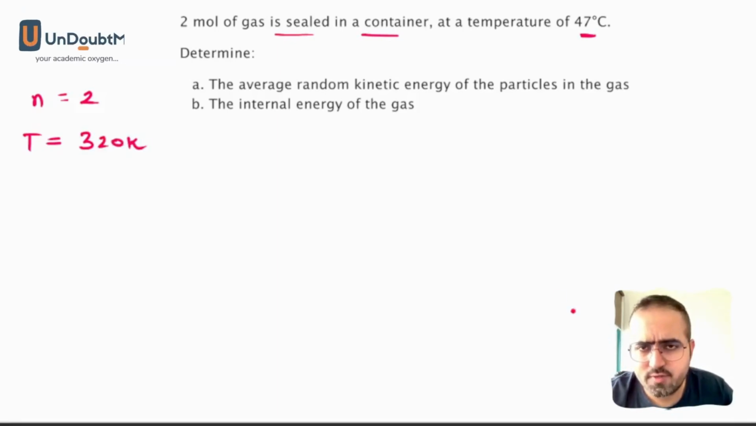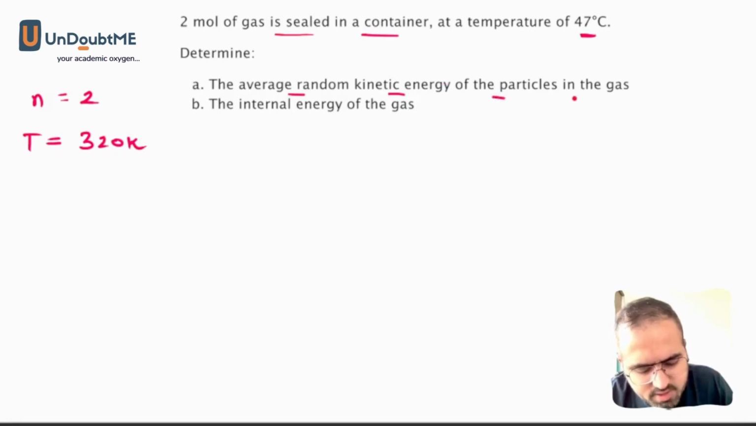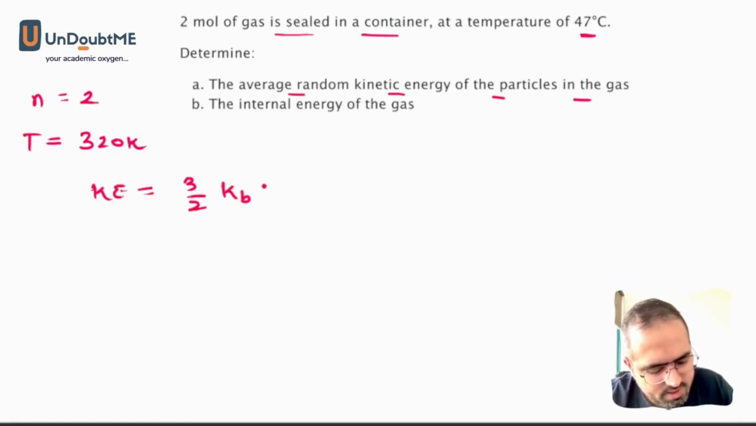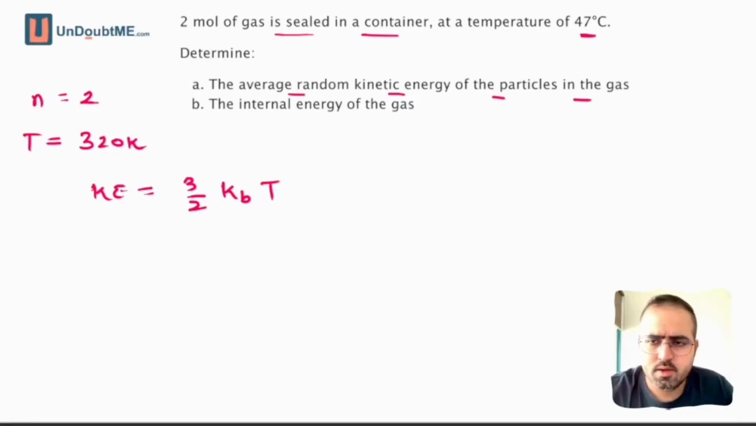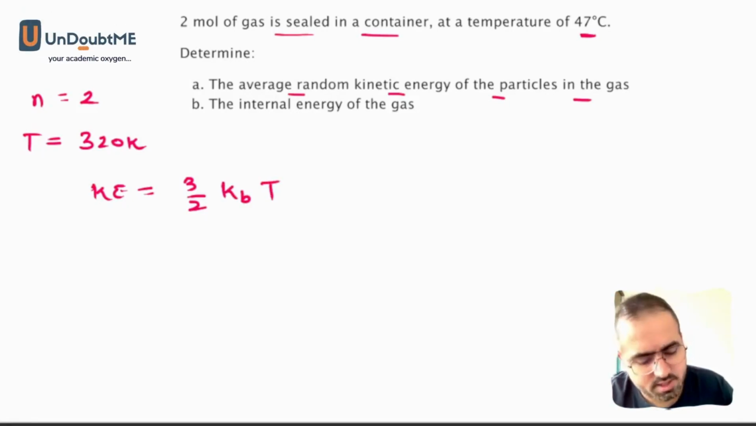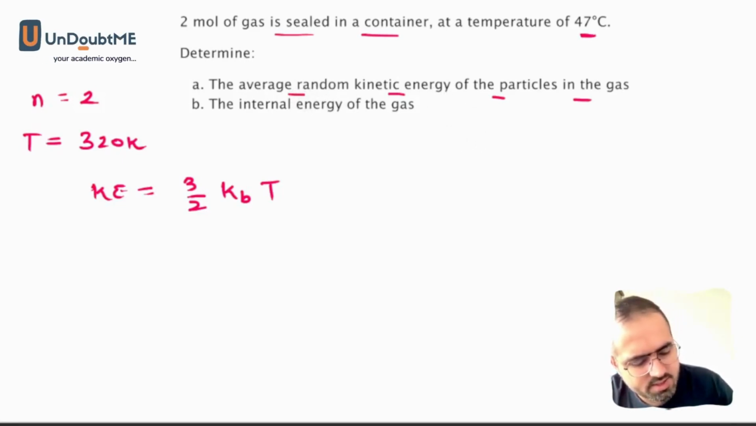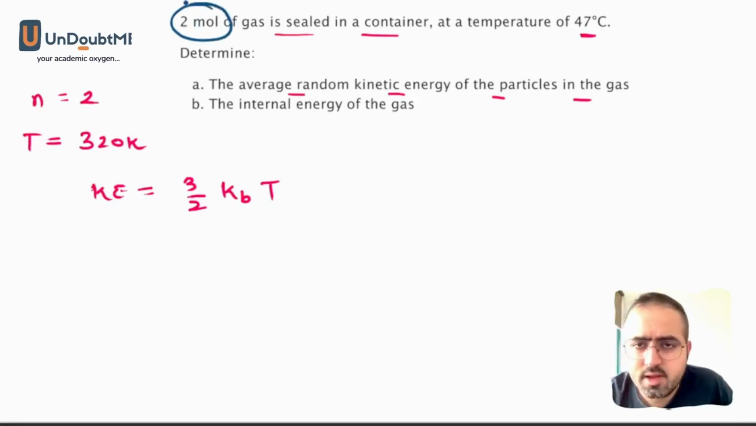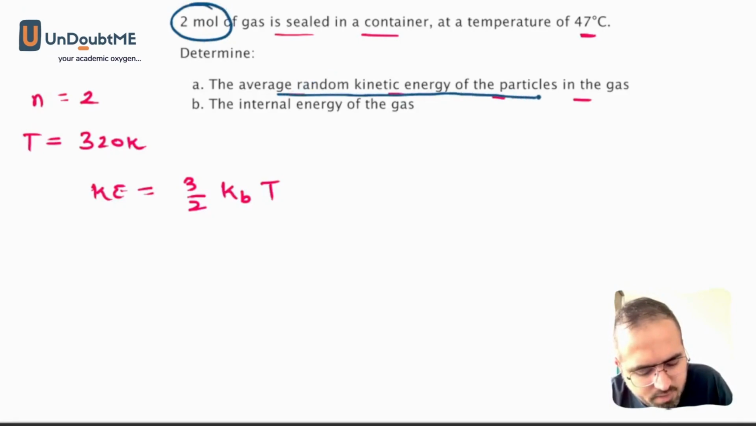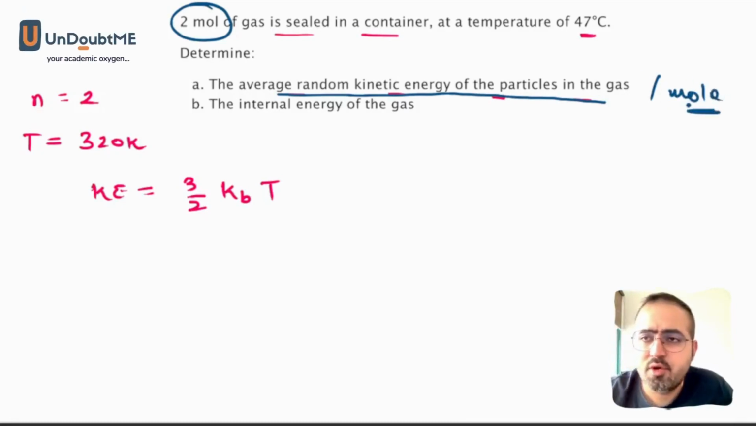Now the first part of the question is the average random kinetic energy of the particle in the gas. Now what is the formula? The formula is 3 by 2 kT. As we see in the question, the average random kinetic energy of the particles in the gas, you need to understand that whatever the number of moles given, when we are finding average random kinetic energy of the particle in a gas, this is mainly found per particle, or basically I can say per mole. So whatever the number of moles given, that really doesn't matter when we have to find the kinetic energy.